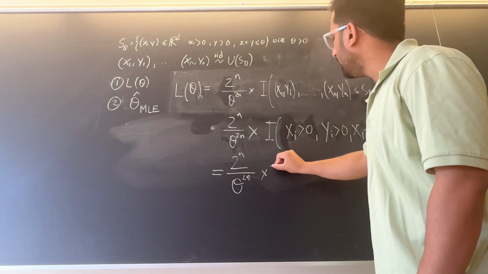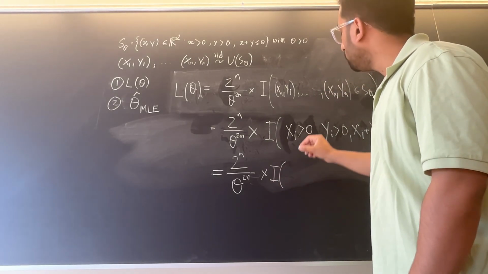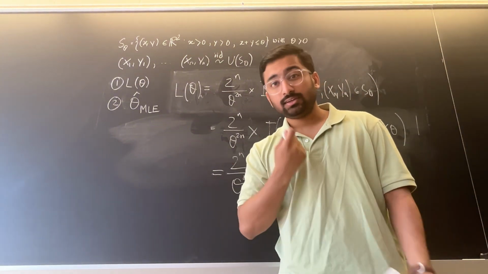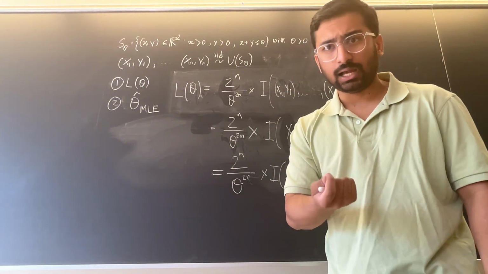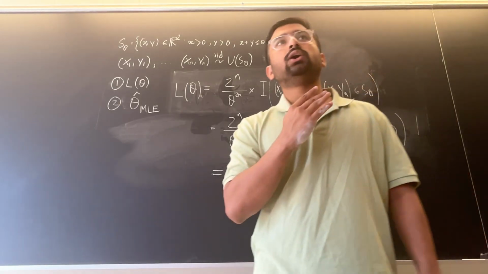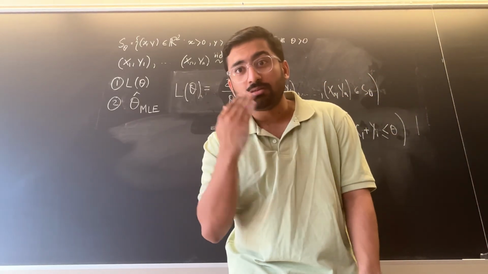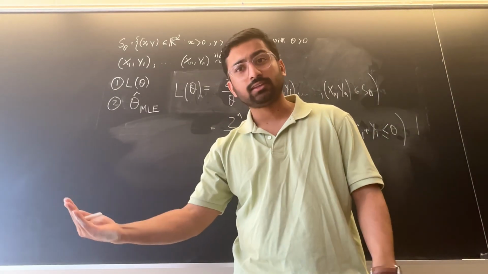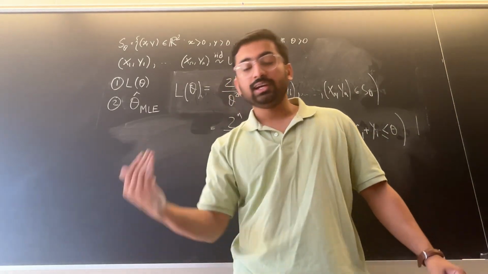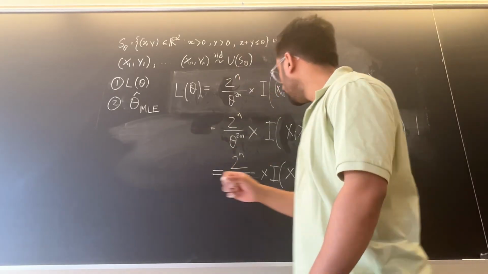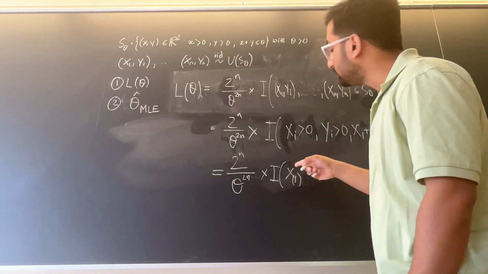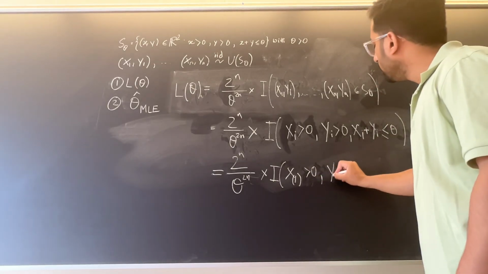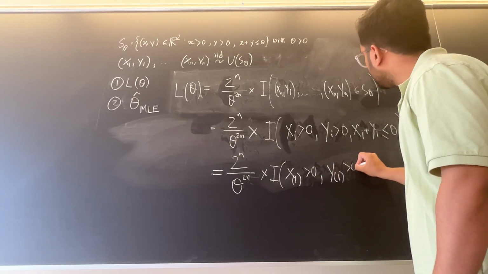So we can see that if X1, X2, ..., Xn are the samples, saying that all of them are greater than 0 is equivalent to saying that the minimum is greater than 0. If all of them are greater than 0, it implies the minimum is greater than 0, and if the minimum is greater than 0, it implies all of them are greater than 0. So we will compactly write this as X of 1, the first order statistic, is greater than 0, and Y of 1, the first order statistic of Y, is greater than 0.